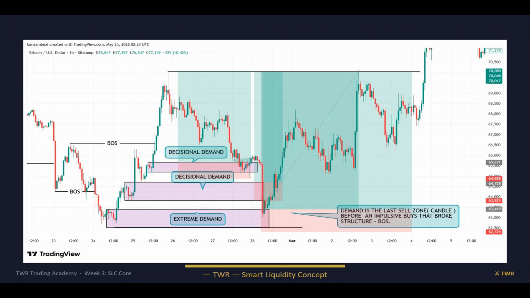Okay. This one is our break of structure right here. So our 50% area. This is the swing high. You'll have to excuse my beautiful handwriting, eh? And this is the swing low. Now let us look at a demand zone. This one was a demand zone, but it was a decisional demand.